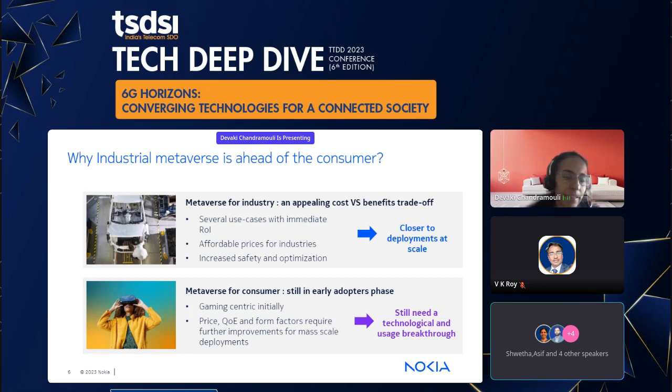So, as said earlier, in the near future, we believe mass scale deployment can be expected with the industrial and the enterprise metaverse. One main reason is the device availability and the cost affordability. Over here, the prices are affordable from an industry perspective, an enterprise perspective, or an organization perspective. While the consumer metaverse is still in the early adopter phase, the challenge here is the price factor, especially from the device perspective. And here we need some technology breakthrough in order to see massive scale deployments. And this is why we believe industrial and enterprise metaverse can be deployed at mass scale in the near future compared to the consumer metaverse.